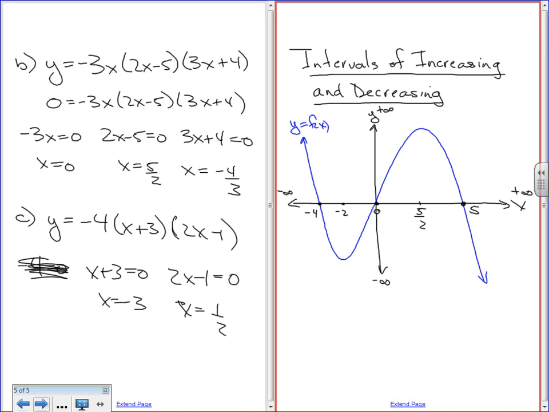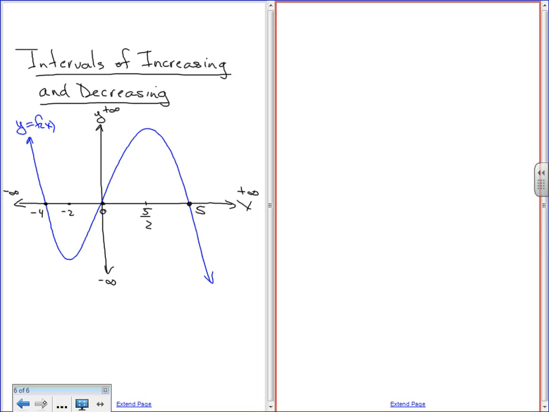Okay. So what we're going to talk about here is the increasing and decreasing intervals. So increasing intervals, decreasing.